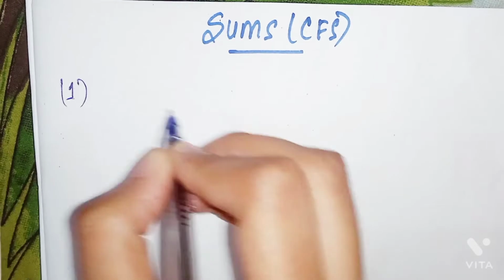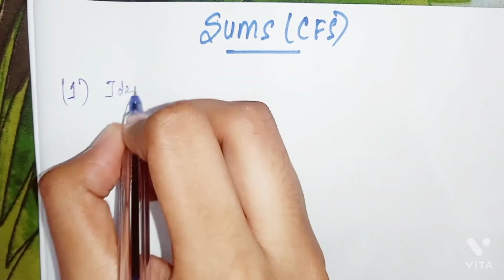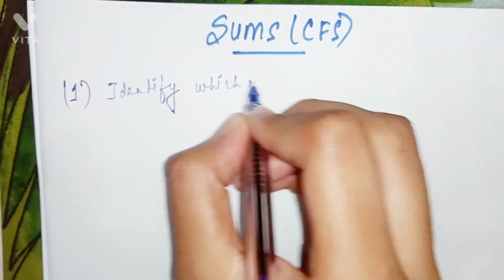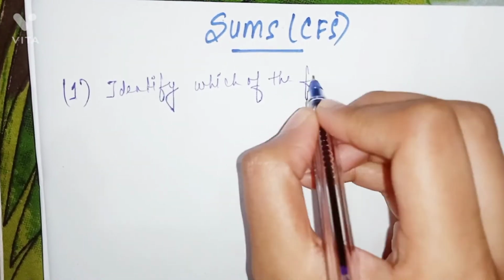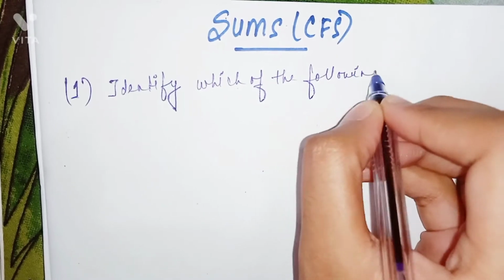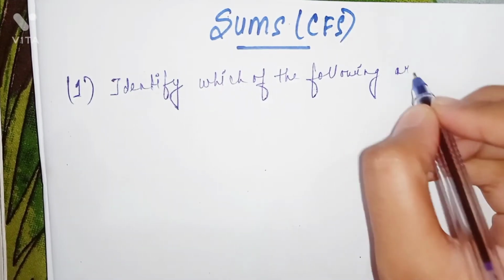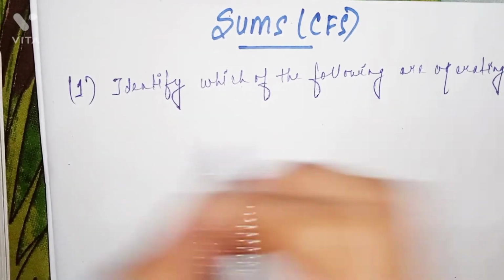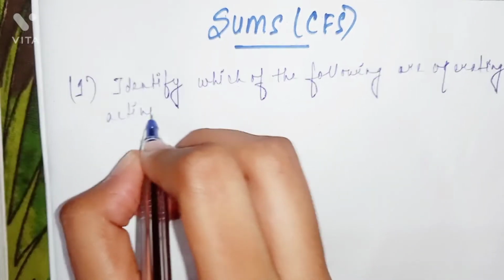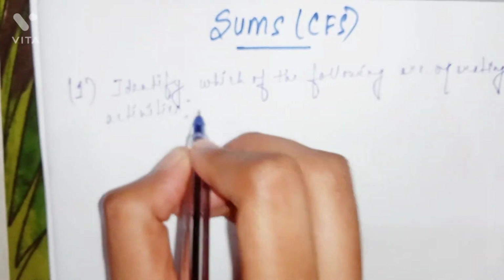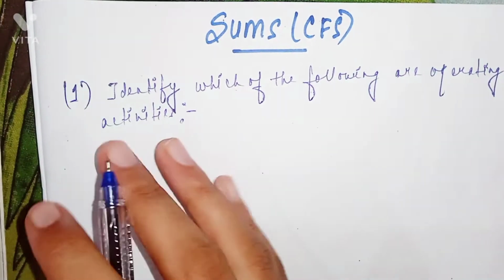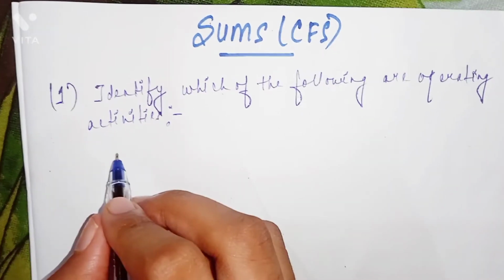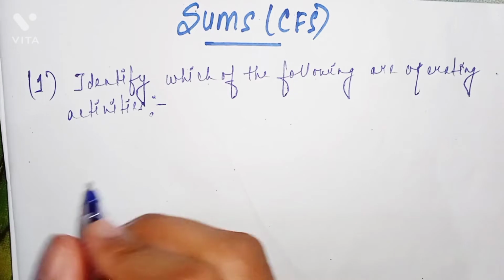For the first sum, identify which of the following are operating activities. So this is the first sum which I will be showing you. I will list you some items and we have to identify which is operating activity and which is not.